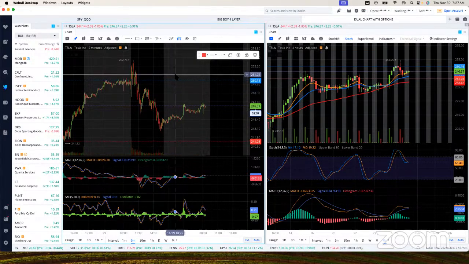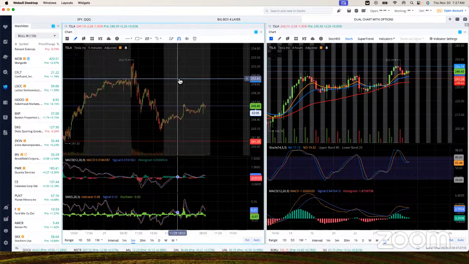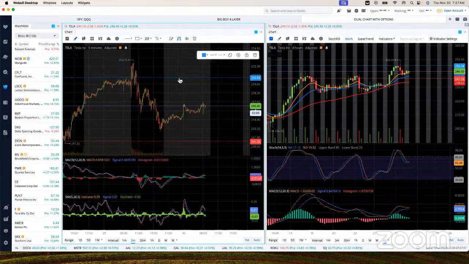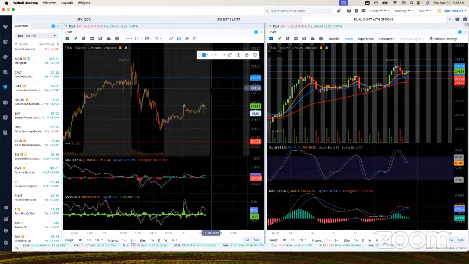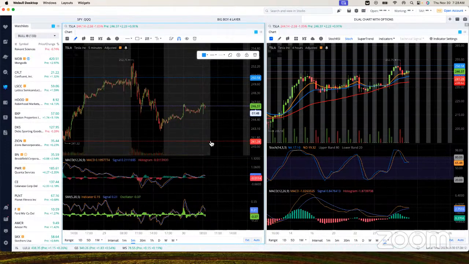I'm going to put my range there. And I'm actually going to come up just a little bit because we got the table up here. I'm going to put my range there. And now this is our trading range potential for the day. And these can also be our contracts. We can look for the 241 puts to the downside, 250 calls to the upside.